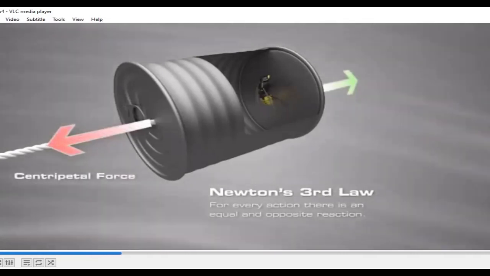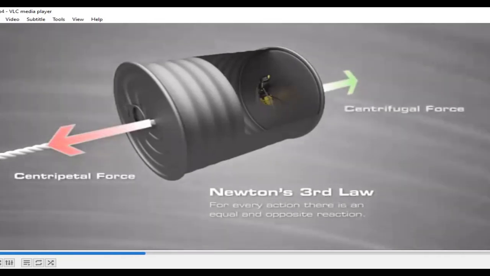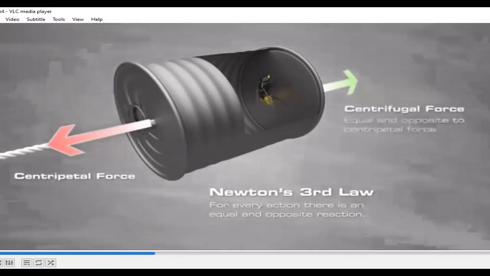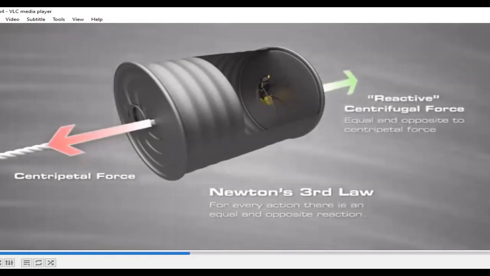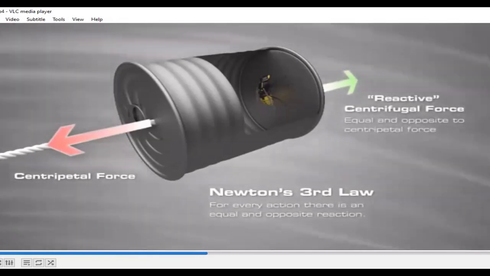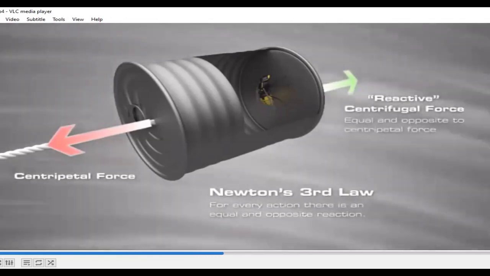So what happens here? This center seeking force is what we call the centripetal force, and the force acting exactly opposite to the centripetal force is what we call the centrifugal force. They both have the same magnitude. For example, if the centripetal force is 10 Newton, the centrifugal force will also be 10 Newton, except that the directions are different. They are equal in magnitude but opposite in direction. This is just the reaction to the centripetal force in the string.